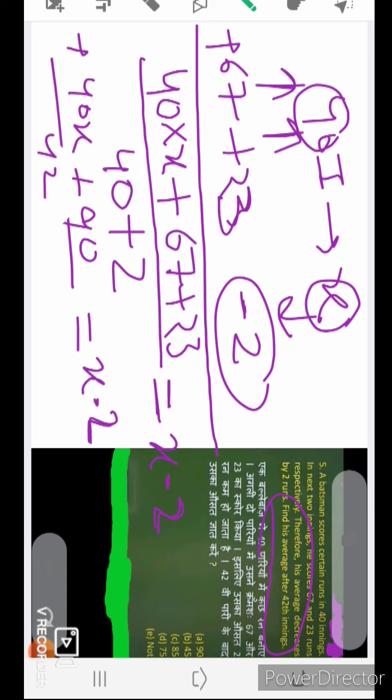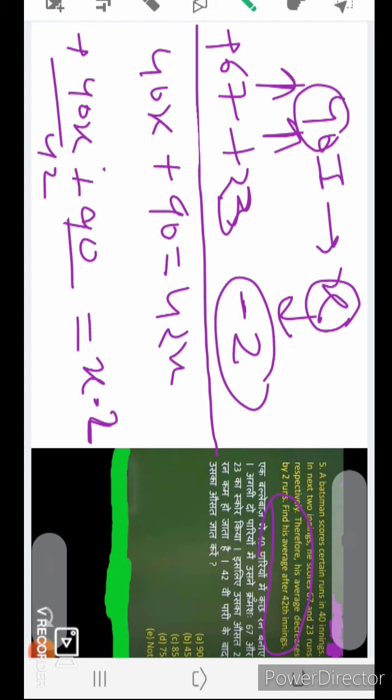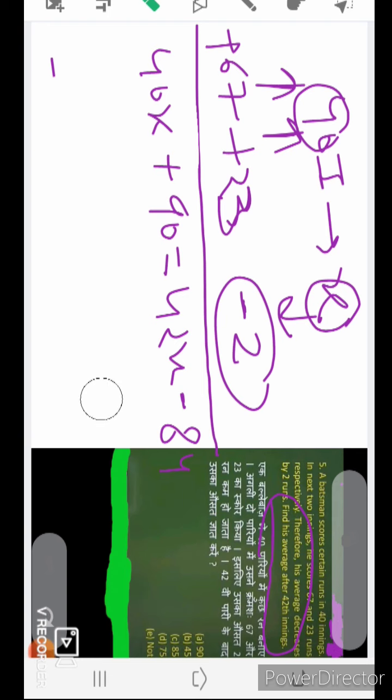Okay, I do not have that much space, so I'm going to rub the upper part. For the space I have to rub the upper part. Okay, now solve this. 40x plus 90 is equal to 42x minus 84. Now just solve in one line. We're not going to take more steps, just solve it.